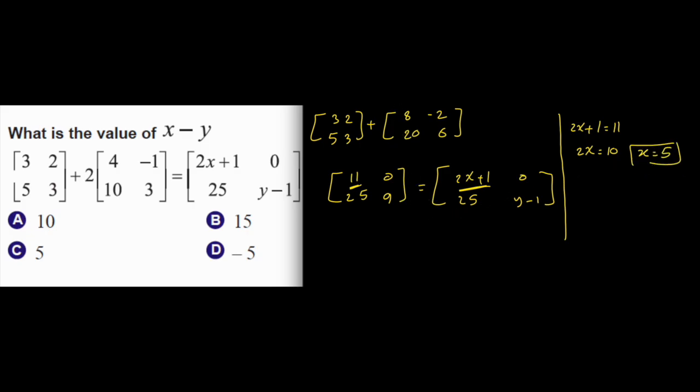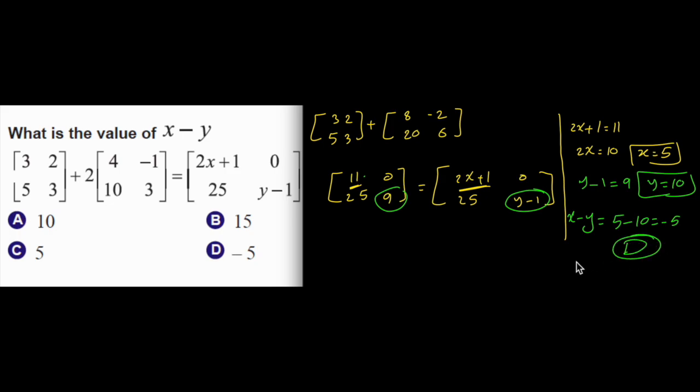For the second one, we have y minus 1, and this is 9. So we have y minus 1 equals 9, so y equals 10. In this question we want to find x minus y, so it will be 5 minus 10, which equals -5, so the answer is D.